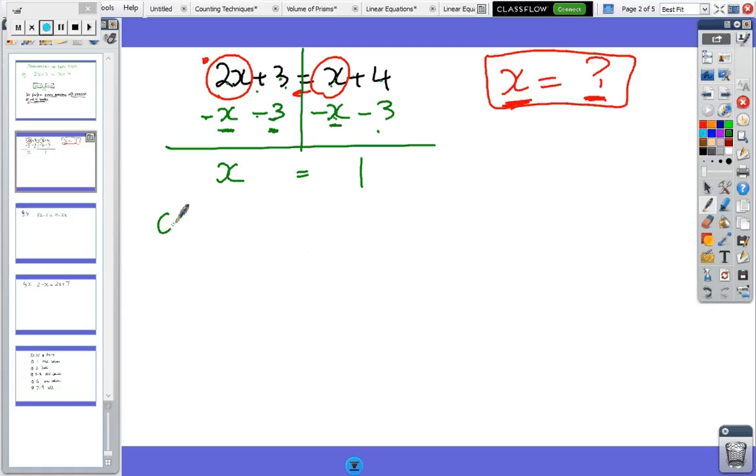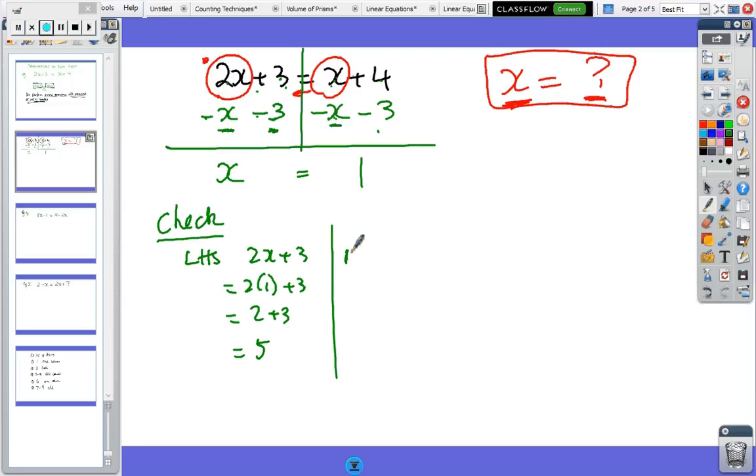And does it make sense? Let's have a check. On the left-hand side, I've got 2x plus 3, which is 2 times 1 plus 3, equals 2 plus 3, equals 5. So the left-hand side equals 5. On the right-hand side, I've got x plus 4, and x is 1, and 1 plus 4 is 5. And so they are the same number, so x equals 1 is correct.